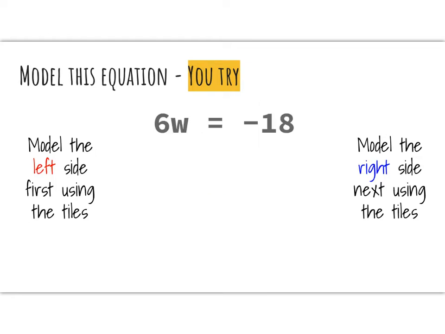Alright, here's practice problem number 2. We have 6w on the left-hand side, and we have negative 18 on the right-hand side. So just like problem number 1, go ahead and pause the video, and draw the model to represent this equation. Once you have finished, press play, and we'll bring you on to the next slide.